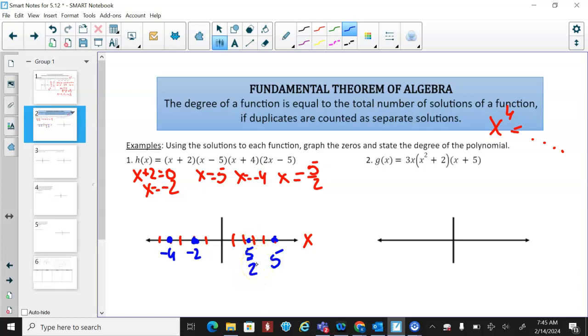So again, looking at that, I've got 4 zeros. So I would say the degree of my function is 4. Okay. So if I had started the function, it would be something like x to the 4th and so on.